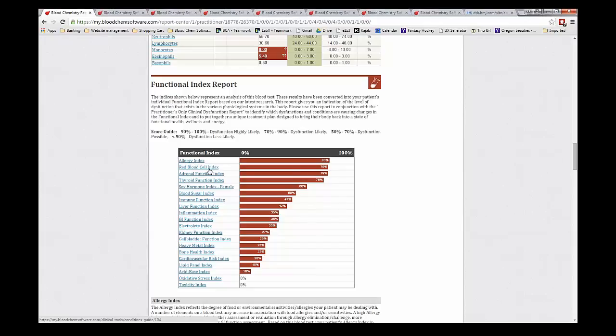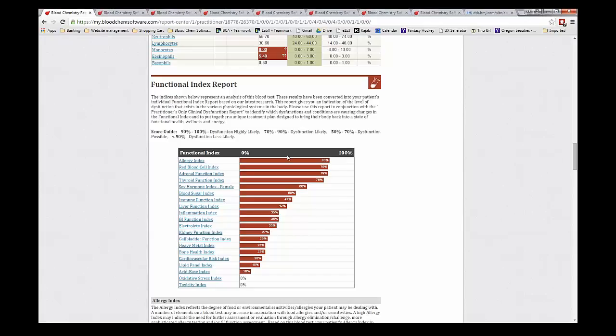Red blood cell index tells me that there's an anemia happening. Adrenal function index, either an adrenal stress or adrenal insufficiency. Either one, it's too much. Thyroid function index indicating that there's some issues in the thyroid, and she's having some regulation issues in the sex hormones, and also her blood sugar regulation is not that good. The immune function is a little bit lower than that, 47%.